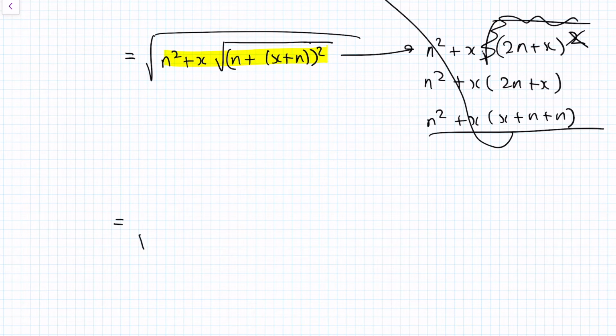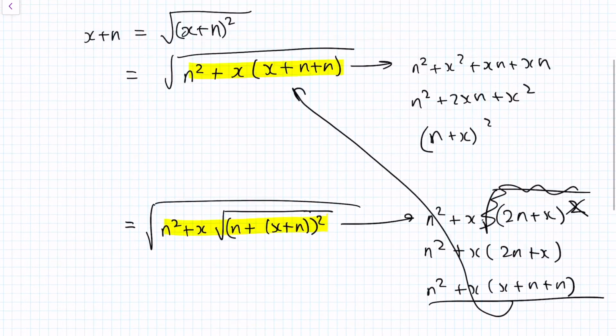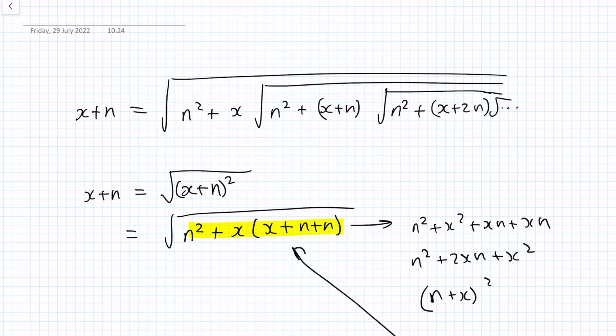So we have square root sign n squared plus x square root of n squared plus x plus n, and then we have x plus n plus 2n, which is the same as that. Yeah. So if you keep repeating this step, you're going to get the relation that I've written down here. Okay. Now let's solve a question using this relation.